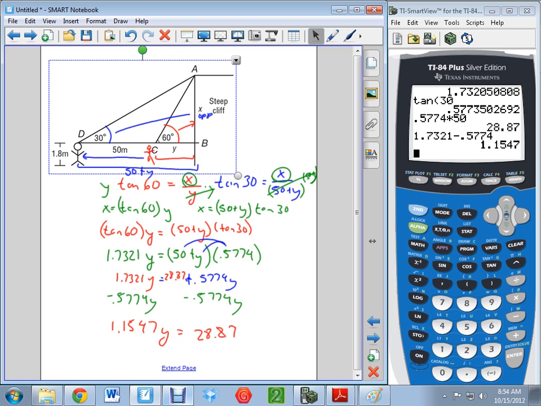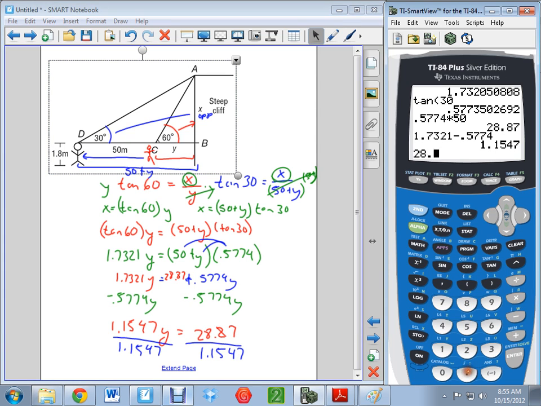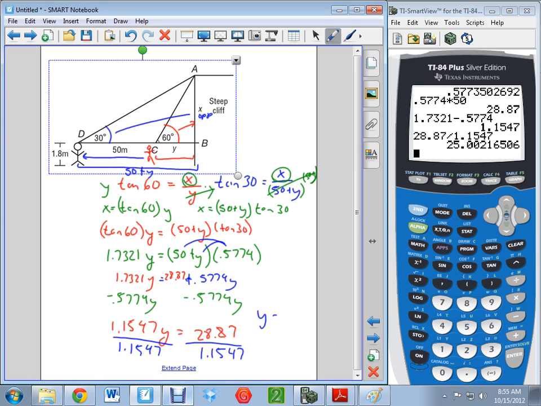Now, of course, we still have a regular equation. I just need to solve for y by dividing both sides by 1.1547, and then that will be my simple calculation, 28.87 divided by 1.1547, and that'll get me what y is. So y is 25. That is the distance I am away. That's not what I'm looking for. What I'm looking for is to find the actual height, the height of the cliff.